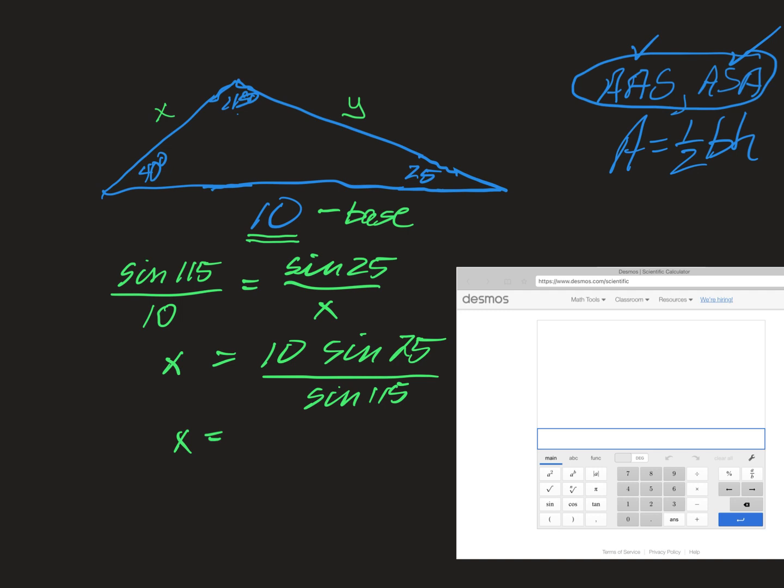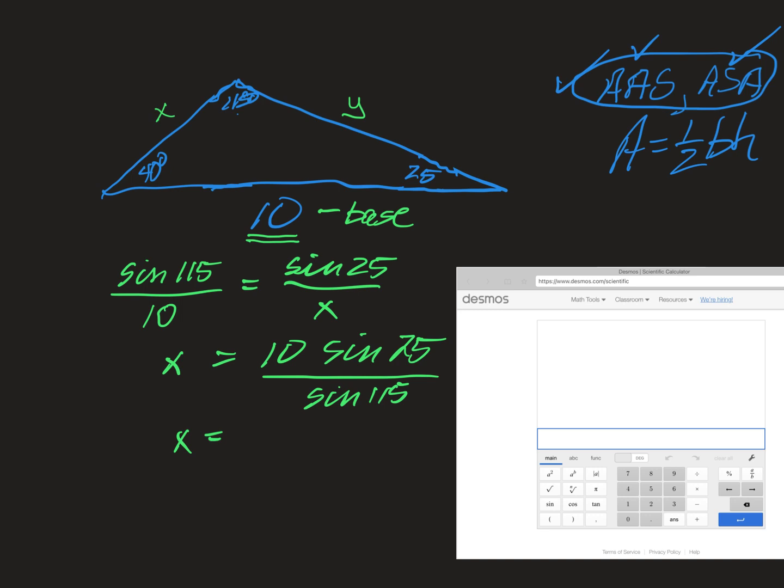So in this case, let's let 10 be our base. And the issue here is I can't find the height directly because I do not know one of these other sides, x or y. And so what we have to do is solve the triangle. That means we have to use law of sines, because the law of sines works in the angle side angle situation. And so I have now set that up right there. Sine 115 over 10 equals sine 25 over x. And that gives us x will equal 10 sine 25 over sine 115.